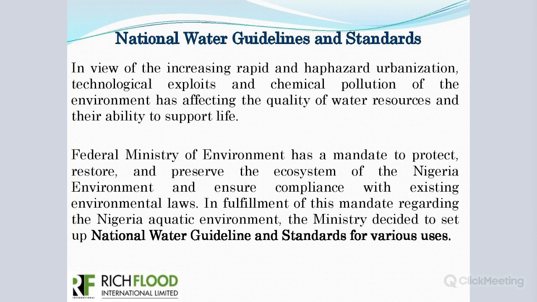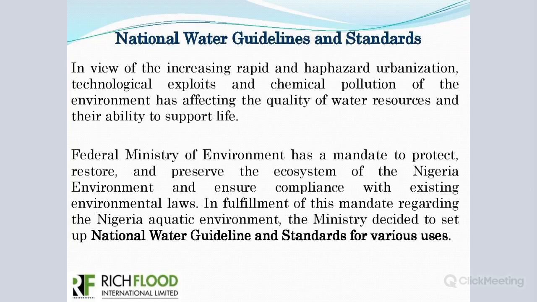So another guideline we have in place in Nigeria, we have the National Water Guideline and Standard. Now, what is the purpose of this very guideline? In view of the rapid increase in urbanization, technological exploits, and chemical pollution of the environment affecting the quality of water resources and their ability to support life, the Federal Ministry of Environment has a mandate to restore and preserve the ecosystem of Nigeria to ensure compliance with existing environmental law. So in fulfillment of all of this, we have seen a whole lot of developments coming up. So in view of this, there is now need for this mandate to be in place. And that is why we now have this National Water Guideline Standard for various uses.